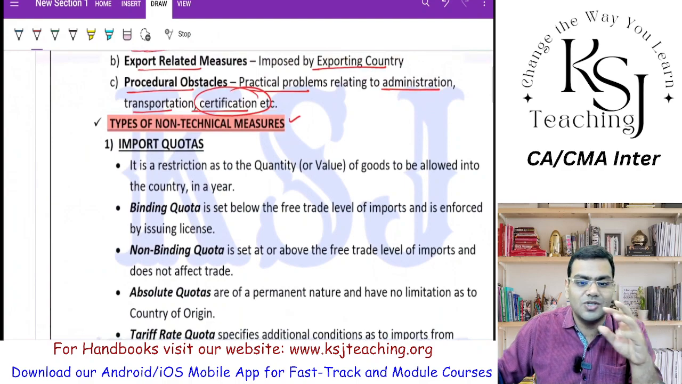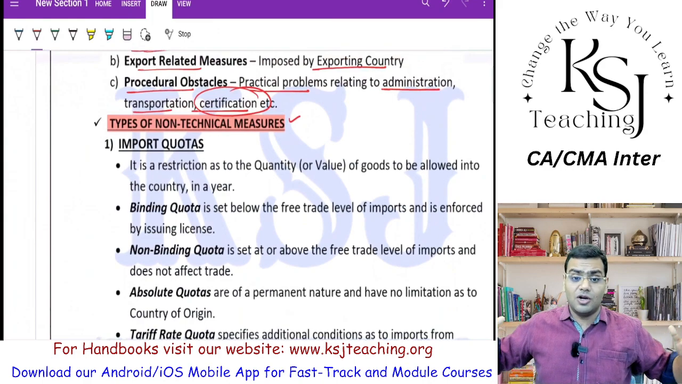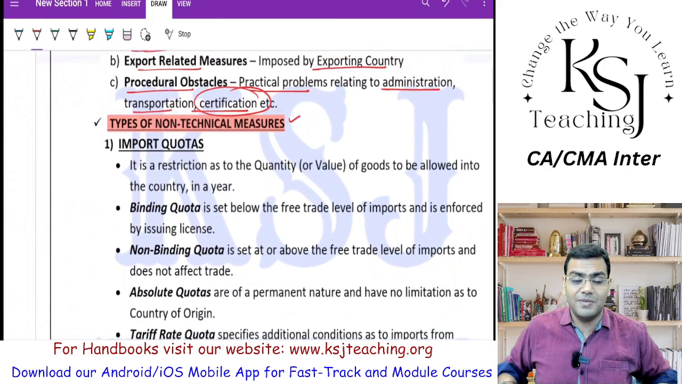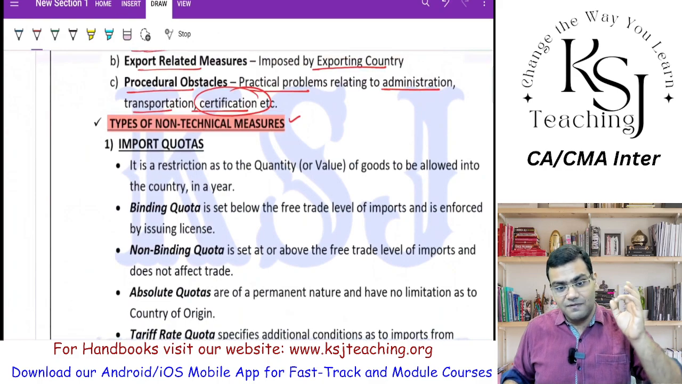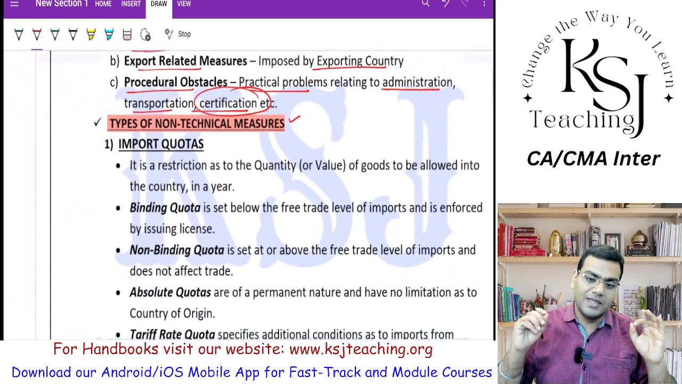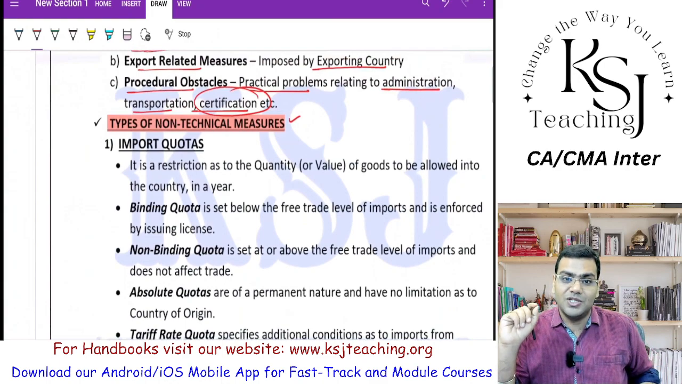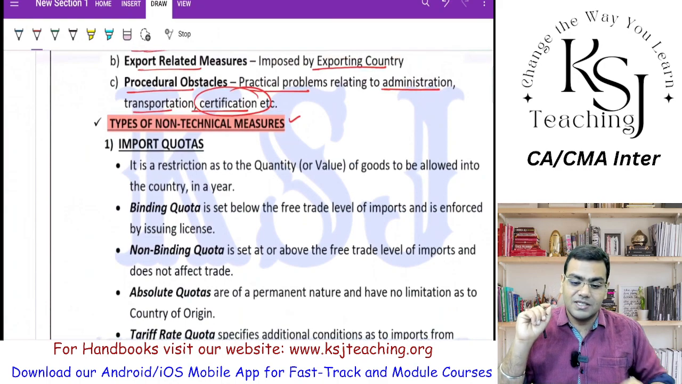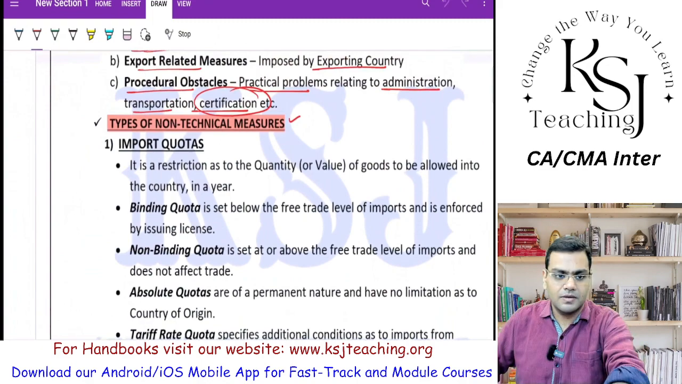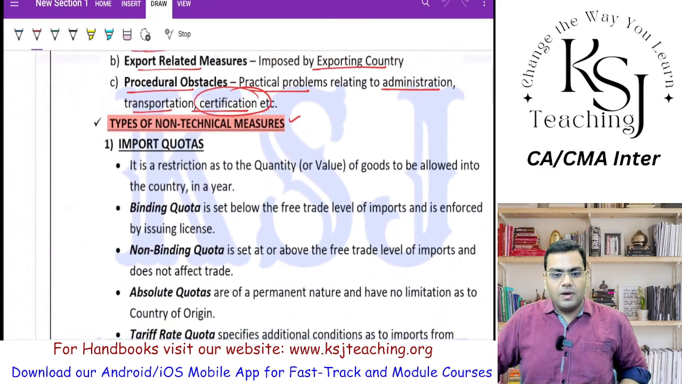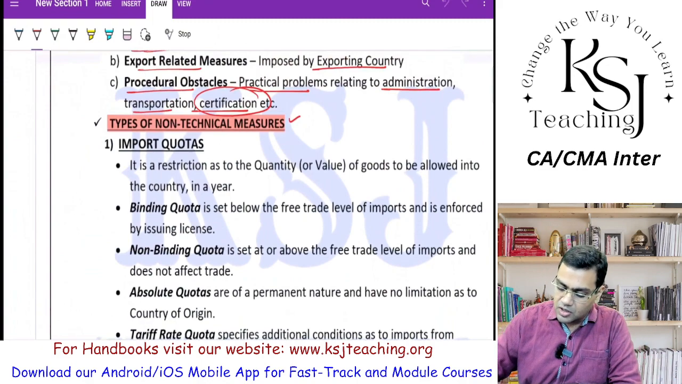This is the best strategy to remember the tariff and the non-tariff measures, because there are lots of tariff and non-tariff measures, so it definitely gets difficult. One thing is clear, you understood that, right? But to remember it from the examination point of view, you might face some difficulty. Okay, now let's see the various types of the non-tariff measures.